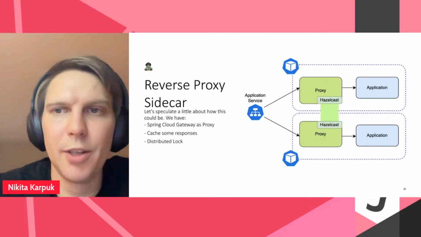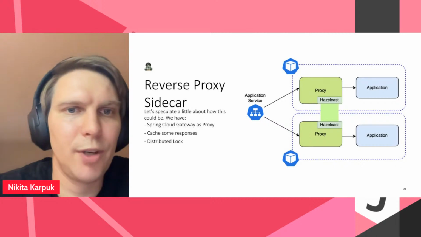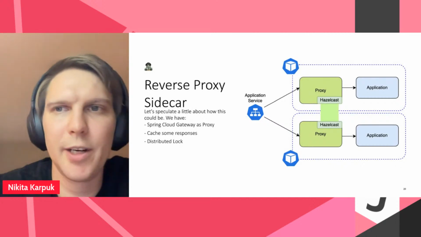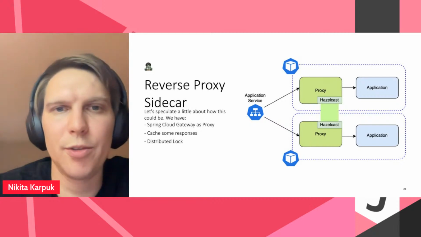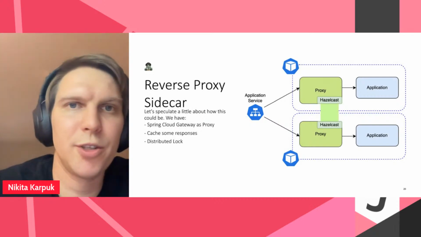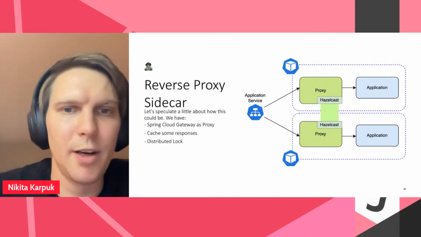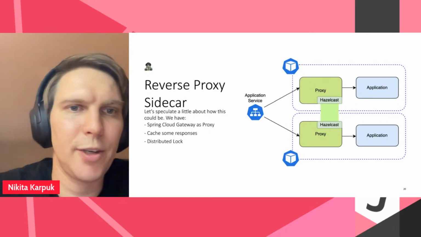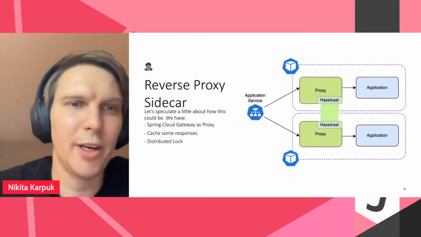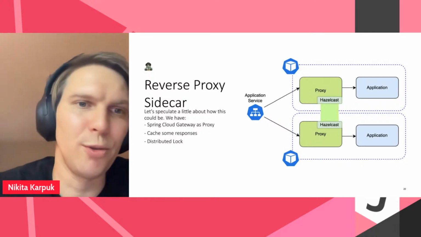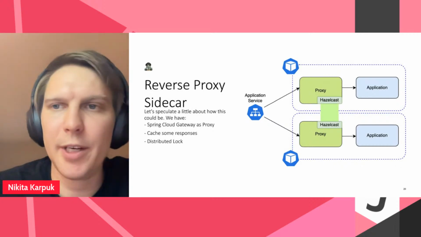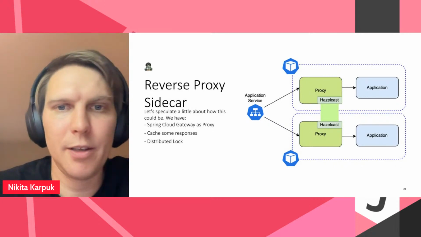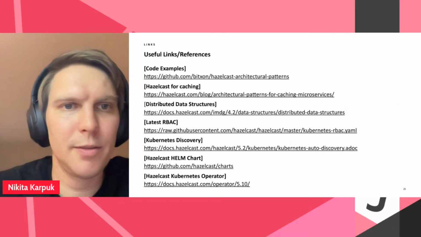And speaking honestly, in the case of reverse proxy and reverse proxy sidecar, you might consider some different solutions. Maybe Nginx could solve it, maybe HAProxy, etc. I just visualized it here and tried to describe how it could look if we want to use Hazelcast. Technically, that's it about our patterns.